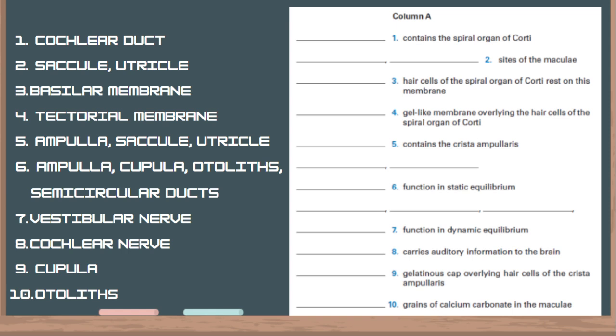Number 8, the cochlear nerve carries auditory information to the brain. The cupula is a gelatinous cup overlying hair cells of the crista ampullaris. We have then number 10, the otoliths, which are grains of calcium carbonate in the maculae.